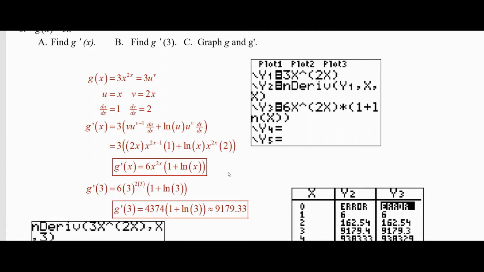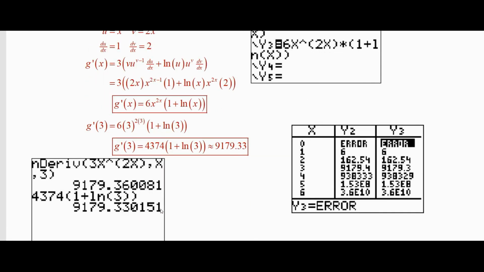We evaluate that at 3. We just plug in 3 everywhere we have x. Look at the power first: 2 times 3 is 6. Then we have 3 to the 6th times 6, which is 4,374. I worked that out with a calculator. And then you can't really simplify this other part any. It's just 1 plus natural log of 3. If you put it in a calculator, you get approximately 9,179.33.